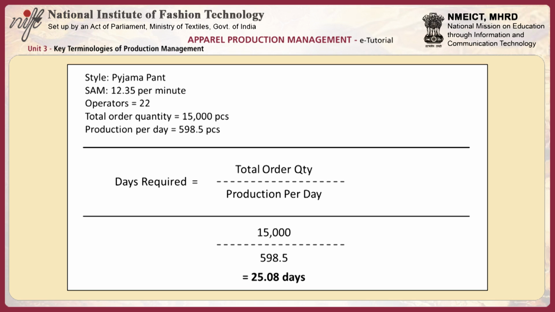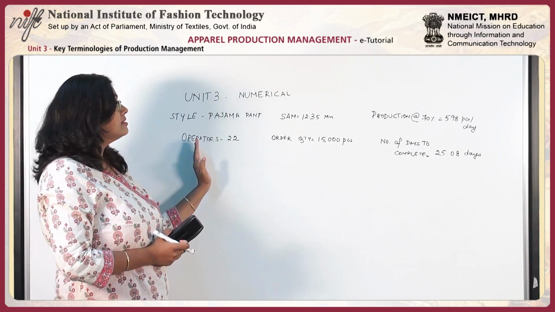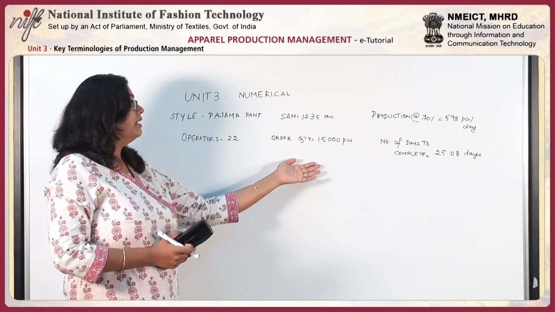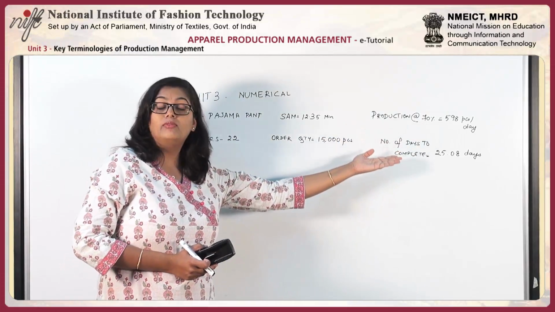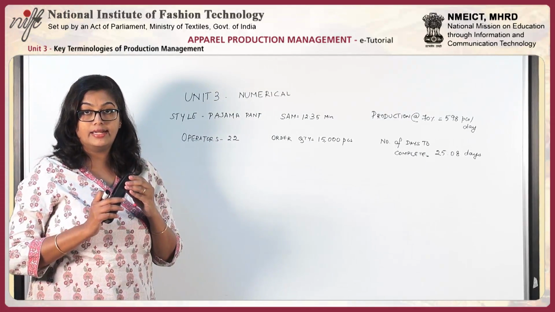Thus, the number of days required for producing 15,000 pieces is 25.08 days. I repeat, the number of days required to produce at 70% efficiency is 25.08 days. Like I said, this is the ideal scenario where at 70% we can produce 598 pieces. Now let us take up the current state setup at day 3.